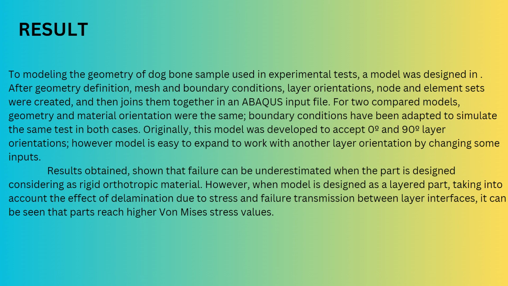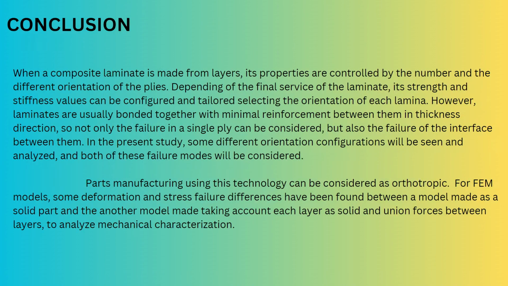Originally, this model was developed to accept 0 and 90 degree layer orientations. However, the model is easy to expand to work with other layer orientations by changing some inputs. Results obtained show that failure can be underestimated when the part is designed considered as a rigid orthotropic material. However, when the model is designed as a layered part, taking into account the effect of delamination due to stresses and failure transmission between the layer interfaces, it can be seen that the part reaches a higher stress value.